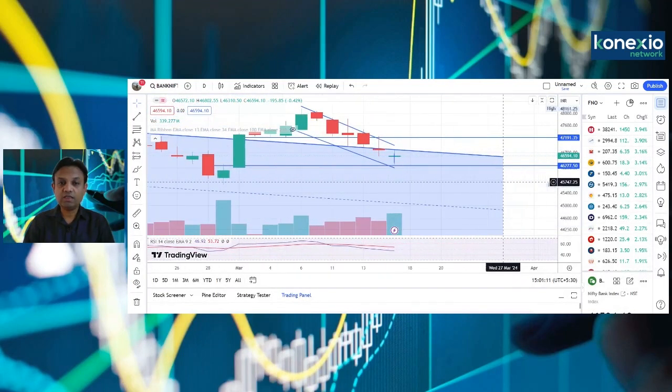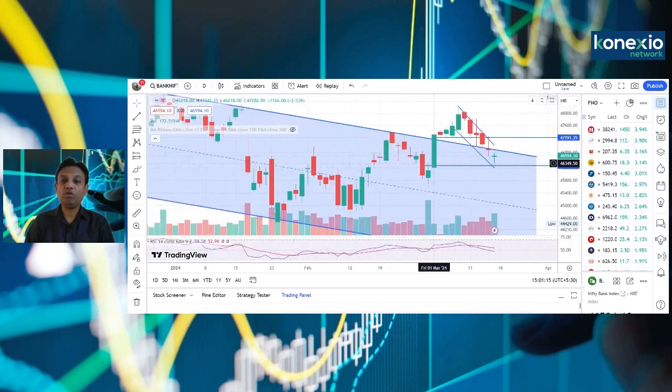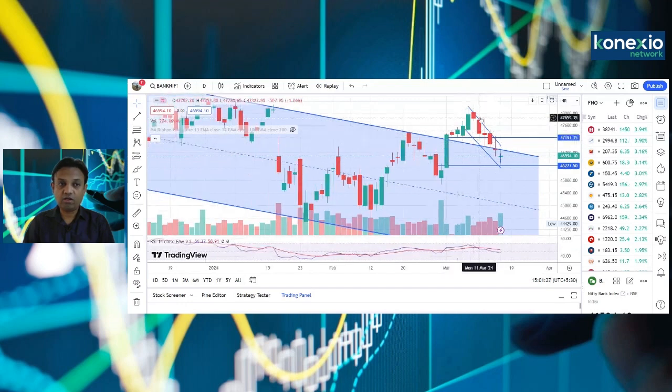But the most important thing which I would like to see is the indecisive candle of Bank Nifty on Friday after taking almost the support out of this particular support trend line. So we might see a pullback from these levels. So technically, Bank Nifty is in the oversold territory on the hourly charts.